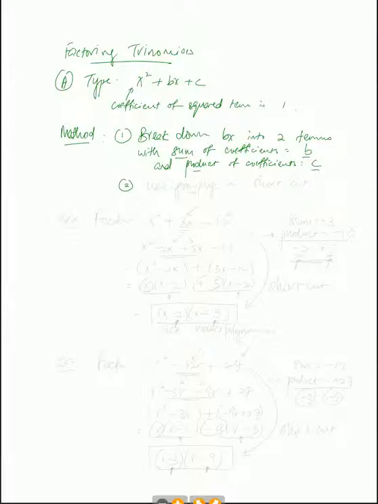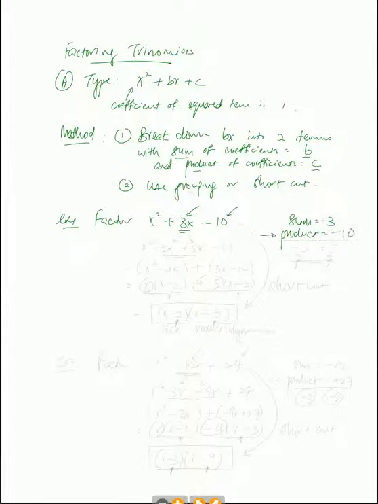And next, we're going to be using either grouping or the shortcut. So let me show you what I mean. Take, for example, we wish to factor x squared plus 3x minus 10. So this is a trinomial. According to the method, you're supposed to look for two numbers so that their sum is 3 and the product is negative 10.